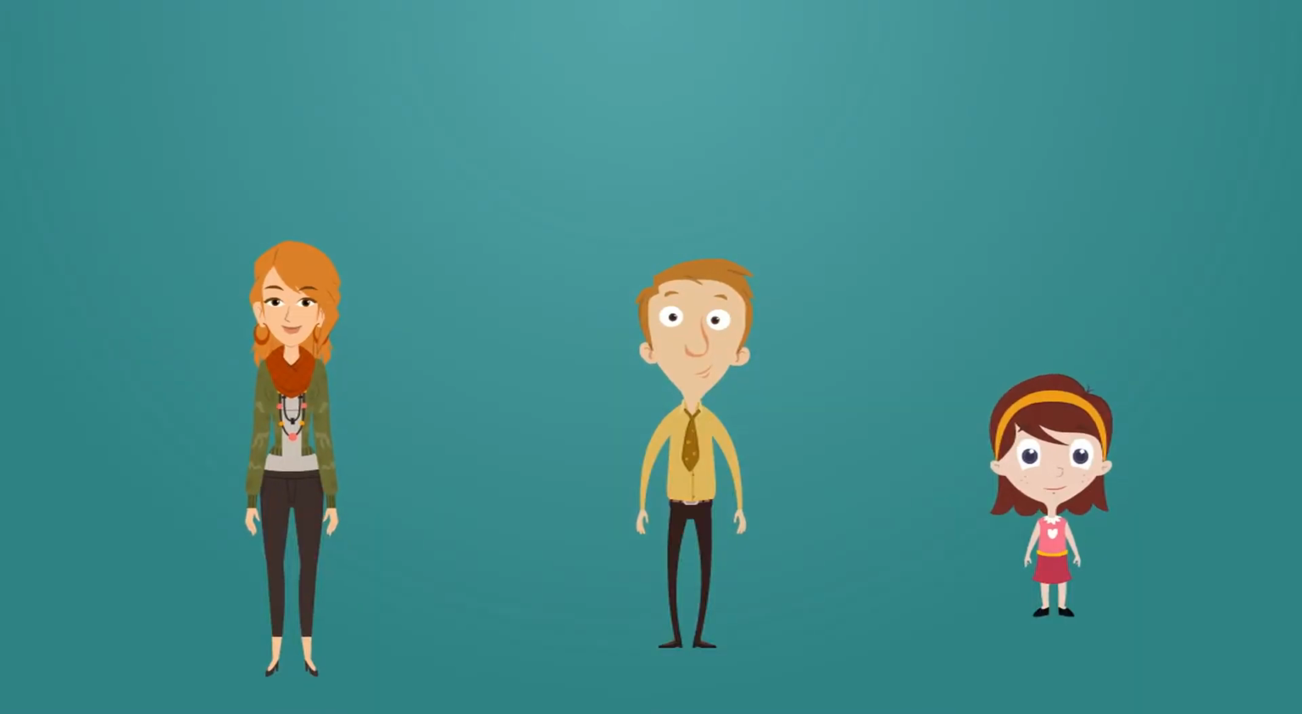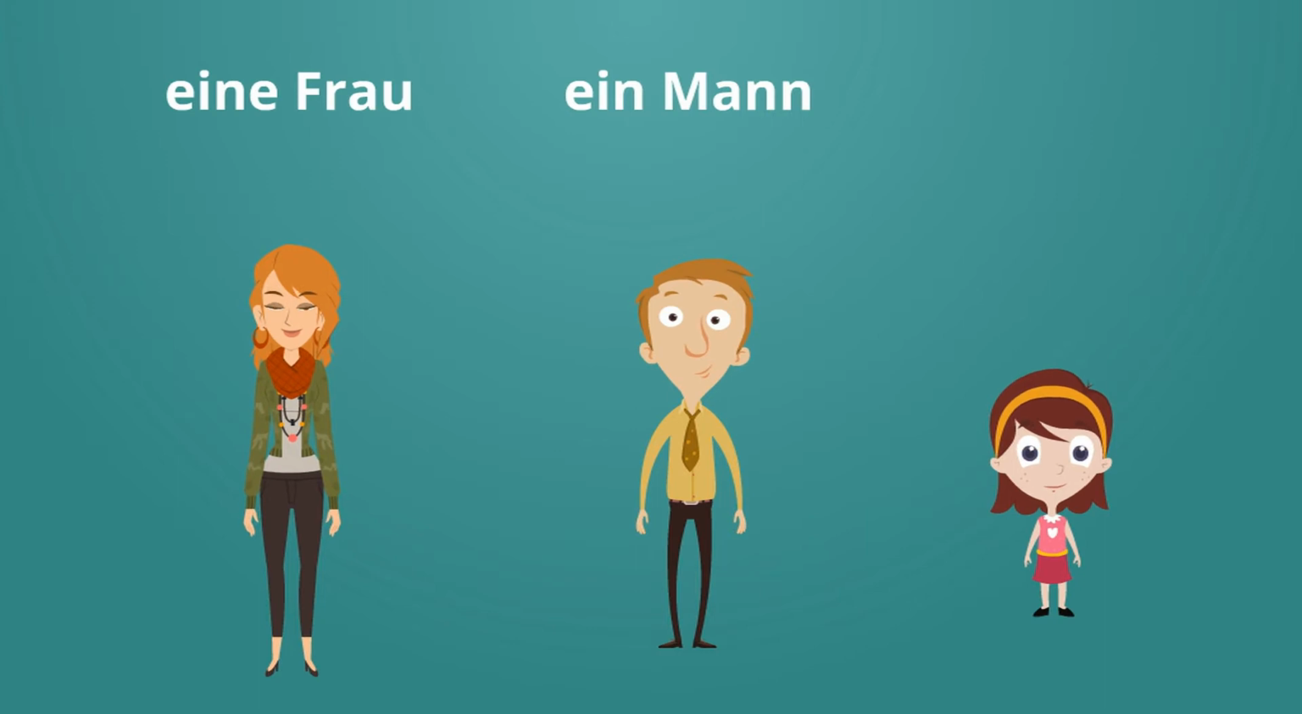In previous lessons, you have already heard me use ein for a masculine person, like ein Mann, and eine for a feminine person, like eine Frau. This is due to the gender of these nouns. Mann is a masculine noun, while Frau is a feminine noun. And with people, this all still makes sense because their grammatical gender usually corresponds to their biological gender. So far, so easy.